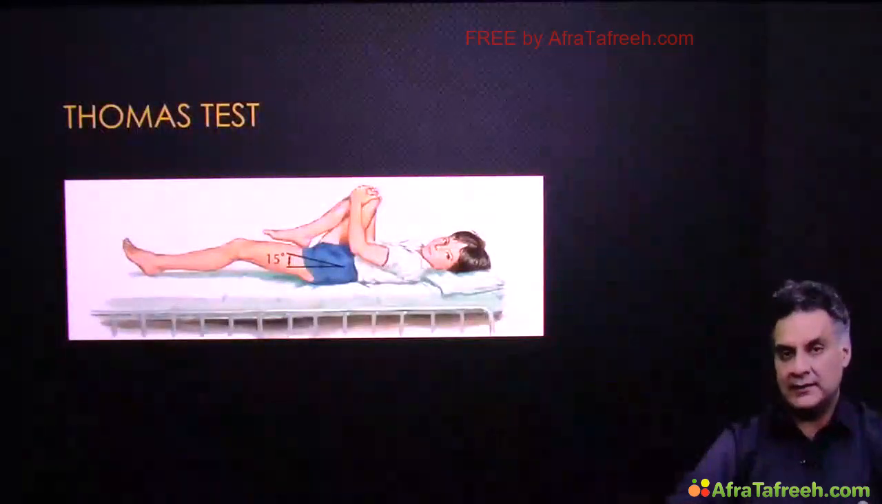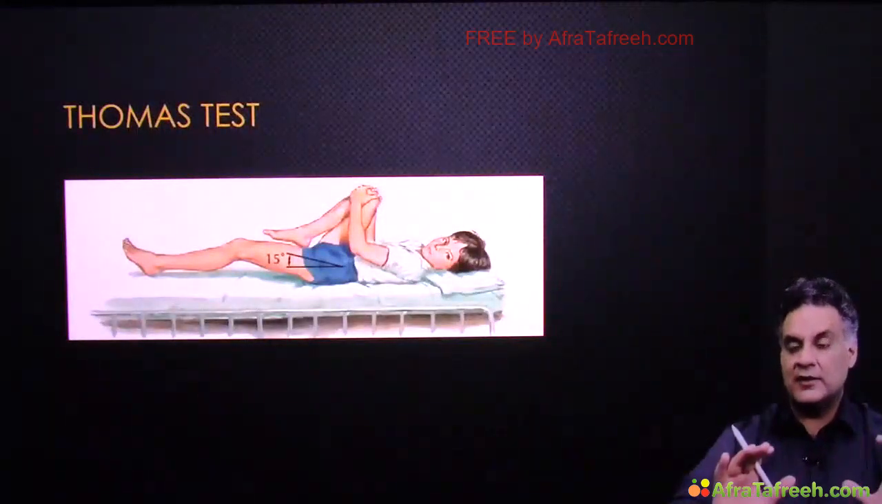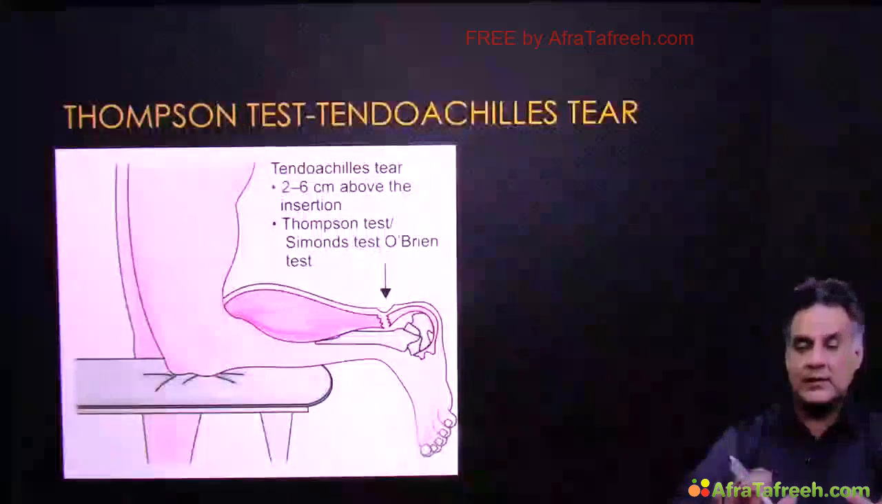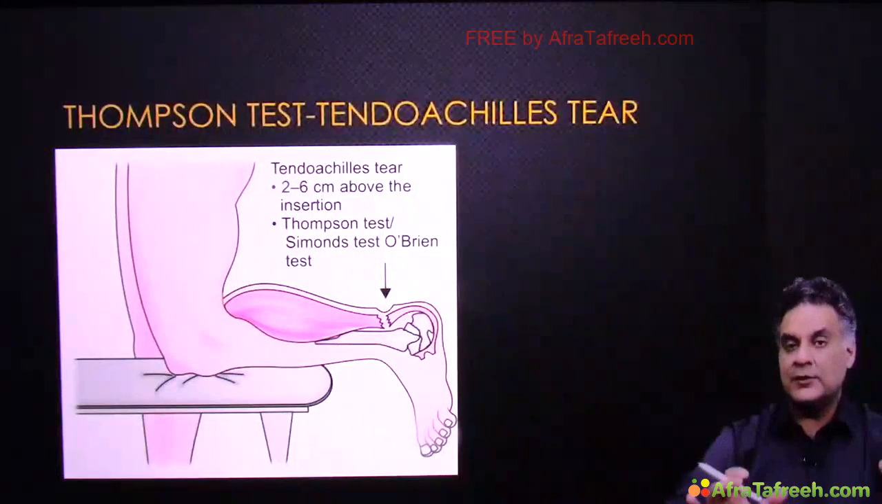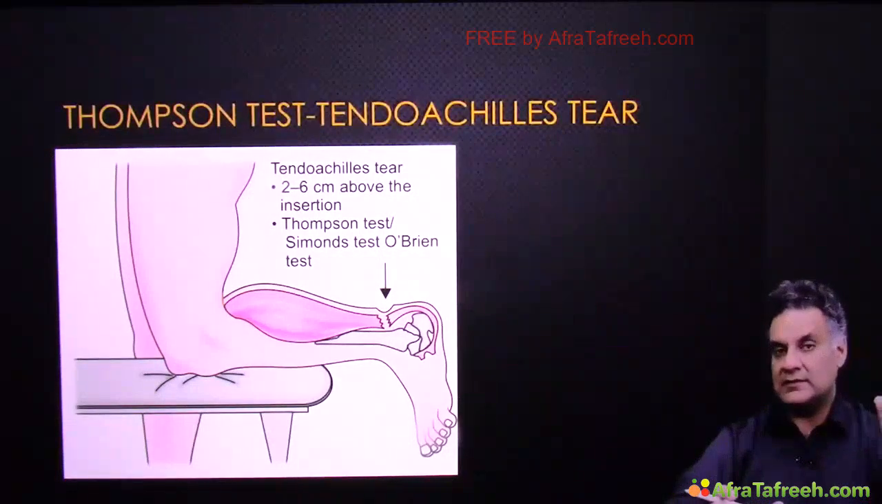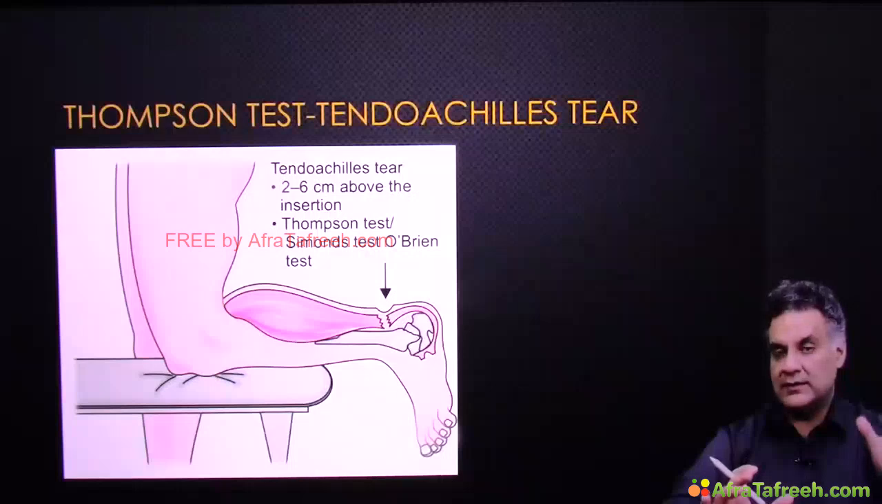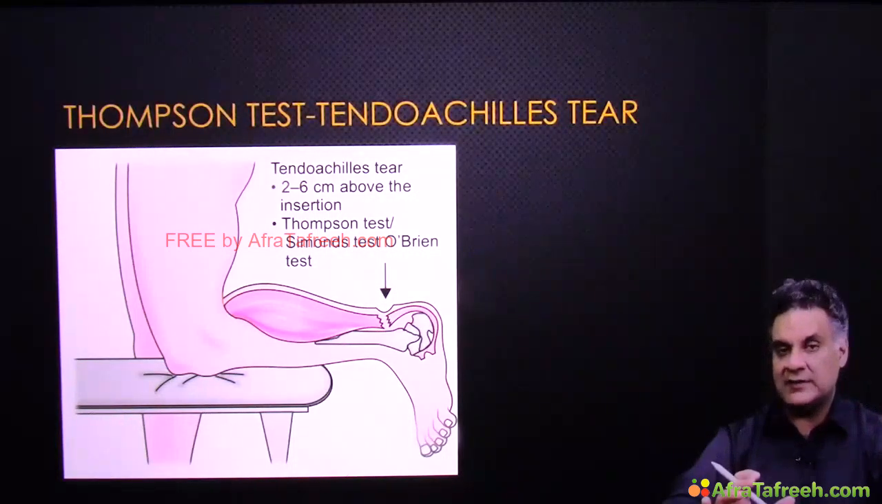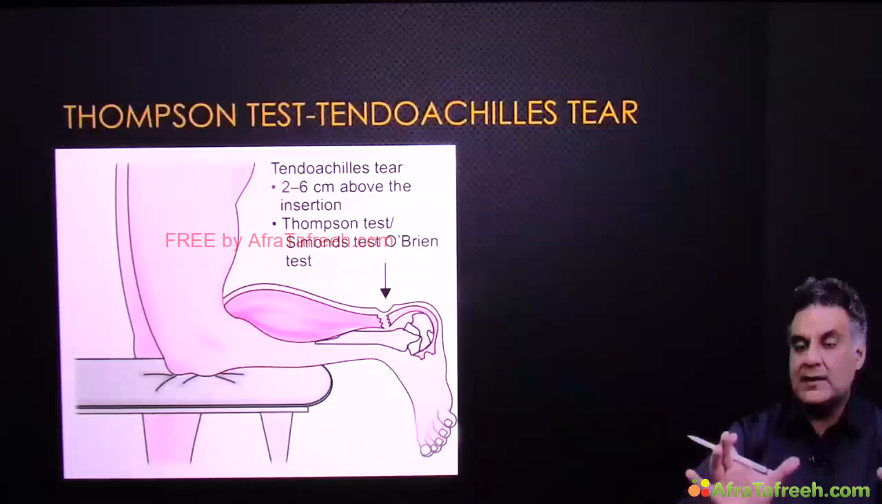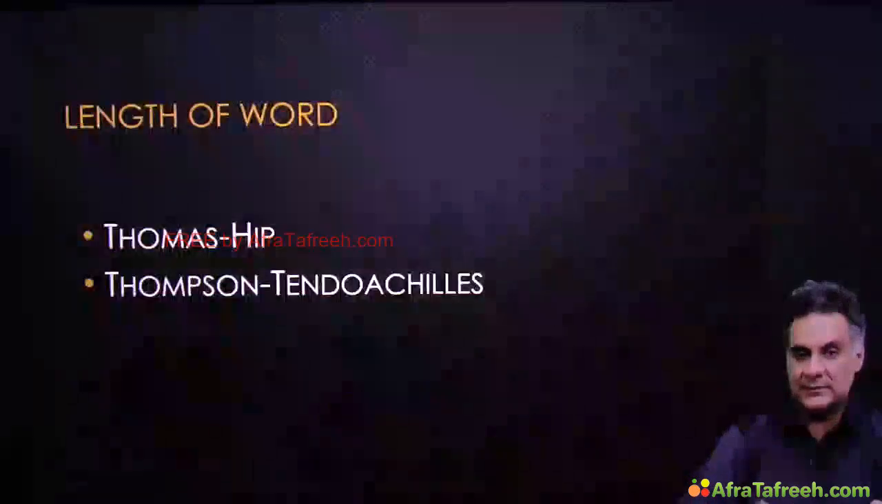But the number one area, Thomas test. For hip flexion deformities. Thompson test, tendo Achilles tear. Thompson, people confuse. Thomas is a small word, hip is a small word. Thomas test for hip flexion. Thompson is a big word, tendo Achilles is a big word. Tendo Achilles tear, Thompson test.